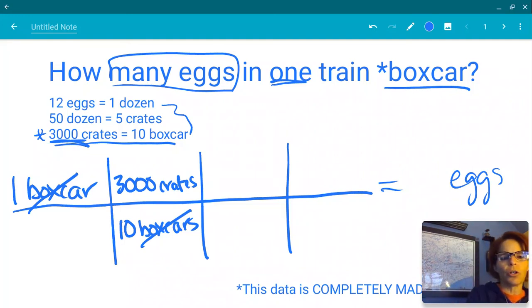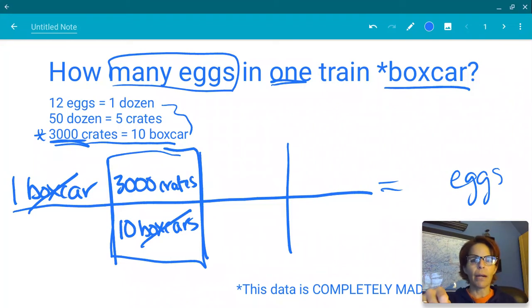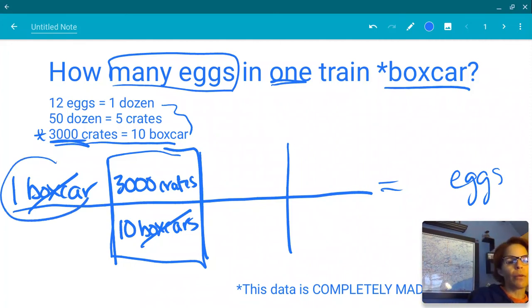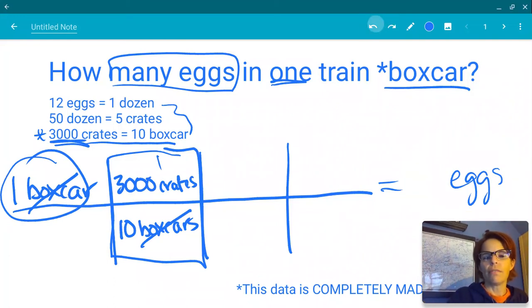Okay, so just a quick statement on what this is. 3,000 crates in 10 boxcars, they're equivalent. So you're basically saying 4 over 4 or 50 over 50. You're saying 1. When you have the same number on top as on the bottom and you divide them, it's equal to 1. So I can multiply one boxcar by 1 by 1 by 1, and I get the same number of eggs. They're equivalent. Okay, so let me erase those.